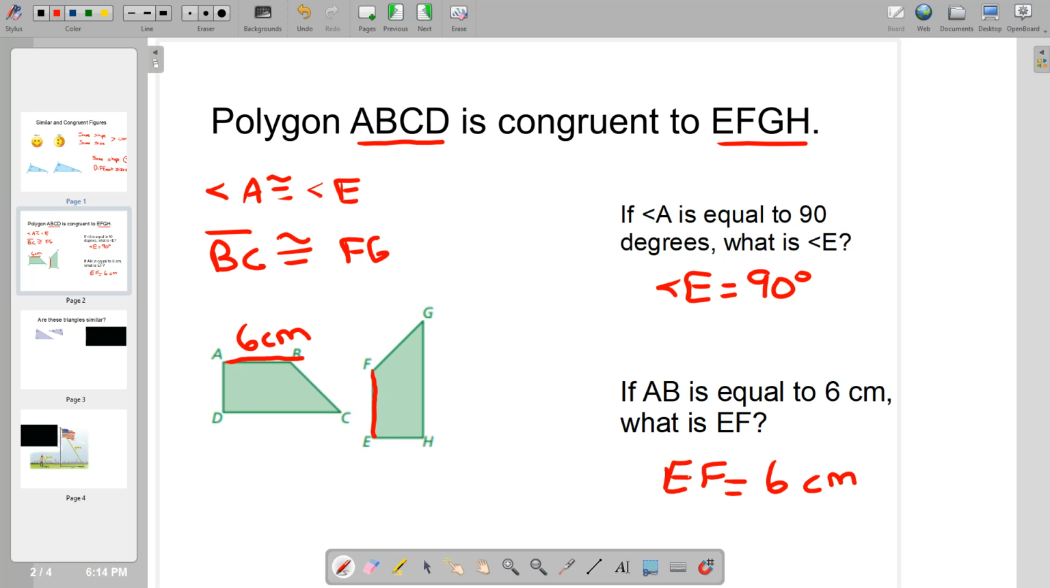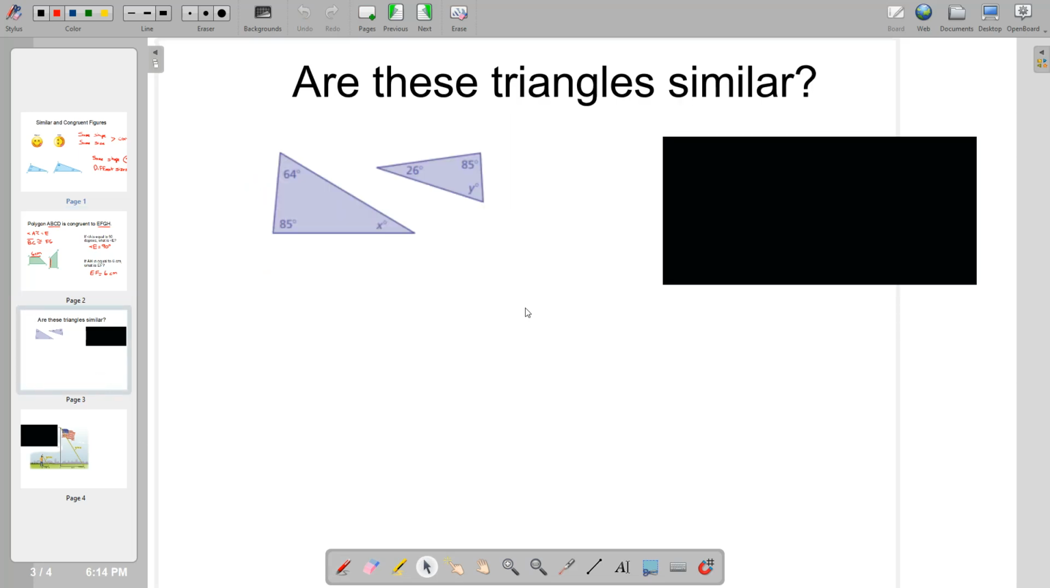So you're just figuring out which sides and angles are corresponding or matching to each other, and then you solve from there. Now you'll see a couple problems that will ask you, are these triangles similar?